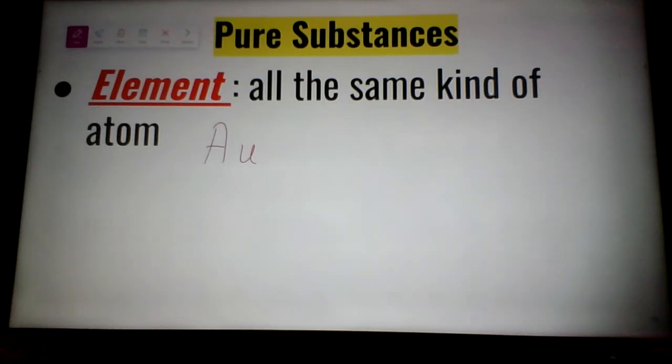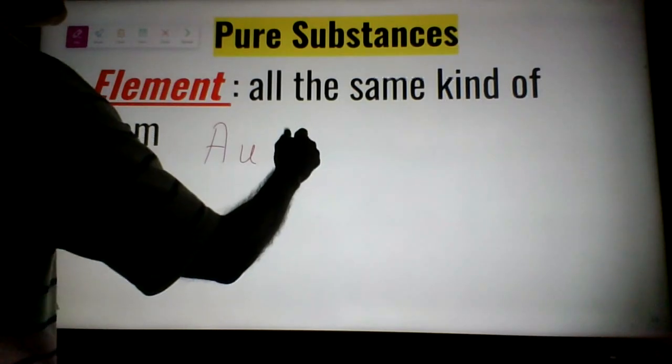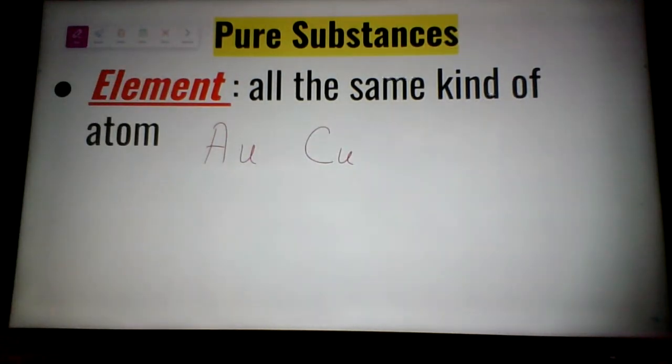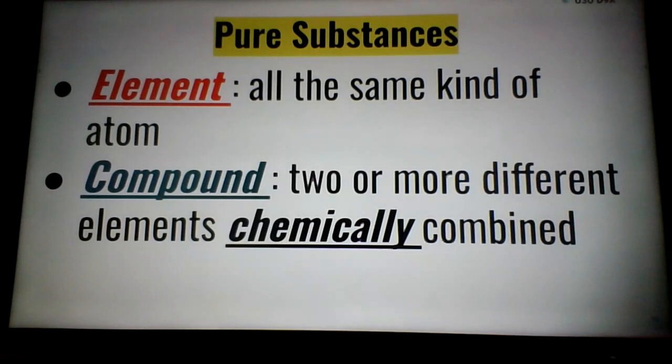I have an element. Something else that we use quite often is copper in our pipes and in our wiring. Copper is an element because no matter how big of a chunk of copper we have, exactly the same element, the same kind of atom. In a compound, as I showed you a moment ago, 2 or more different elements that are chemically combined. And I gave you a few examples of those as well. These are pure substances because they're the same way every single time.